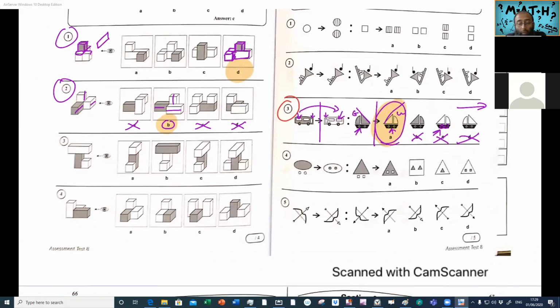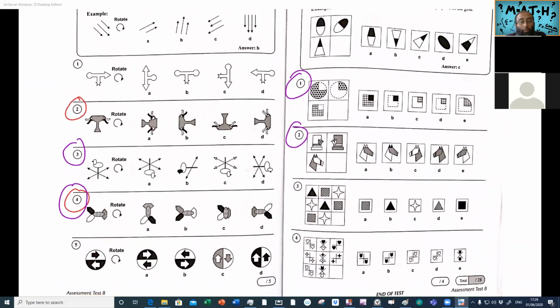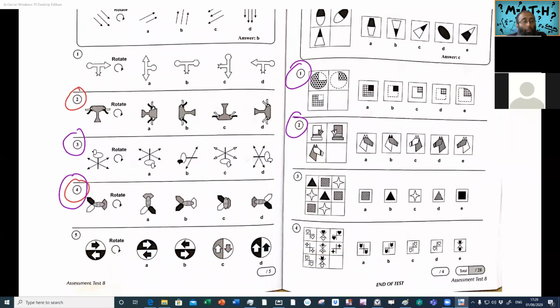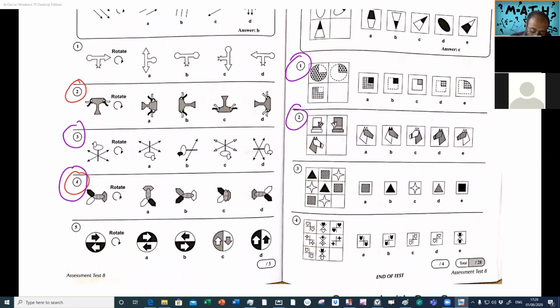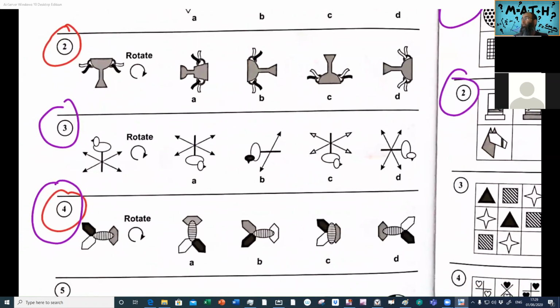Okay, all right, let's move on to the last page now. So we've got a few mistakes to cover here as well. So section 5, rotate the figure. Okay, we have to rotate the figure now. So section number 5, rotate the figure.